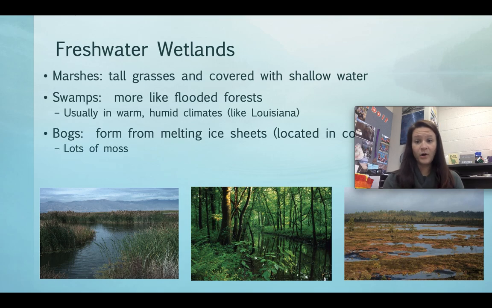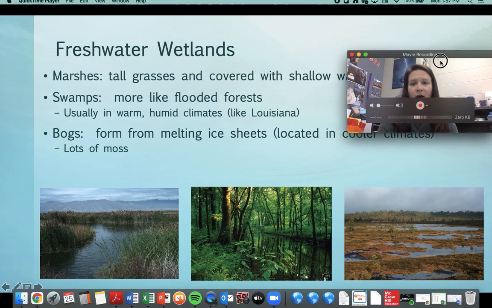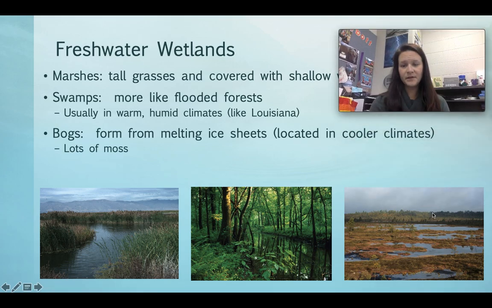And then the one that you do find in the north are the bogs. So bogs is this picture right here. Primarily their water comes from the melting of ice sheets. And so these are going to be in cooler climates up north. And their primary characteristic, you'll see everything's covered in moss. So those are the freshwater wetlands.